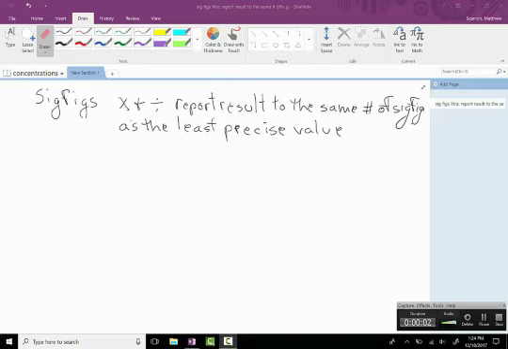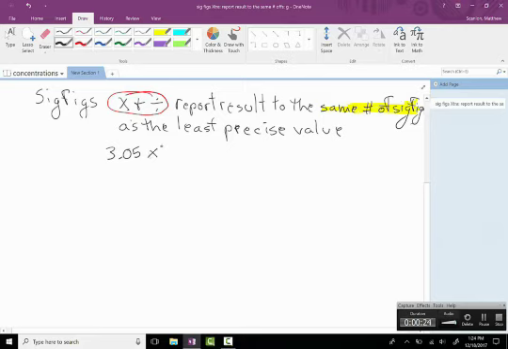Okay, this is on sig figs. For multiplication and division, you report the result to the same number of sig figs as the least precise. So, same number of sig figs. You should already know how to do this, but I'll go over it again.